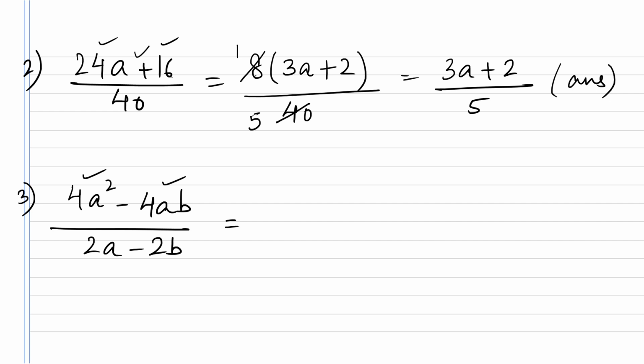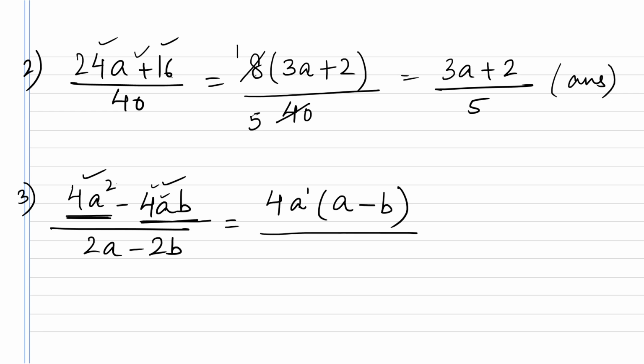From this and this term, I will take out my common factor as 4a. When I took out 4a from here, 4 is already out. From a square, meaning 2 powers of a, 1a is outside. So how many a's are left? Only 1. So this is a, and minus, from 4ab, when I took 4 out and a out, what is left? b. So this is my numerator where I took 4a out as the common factor, and in the brackets we have a minus b left.